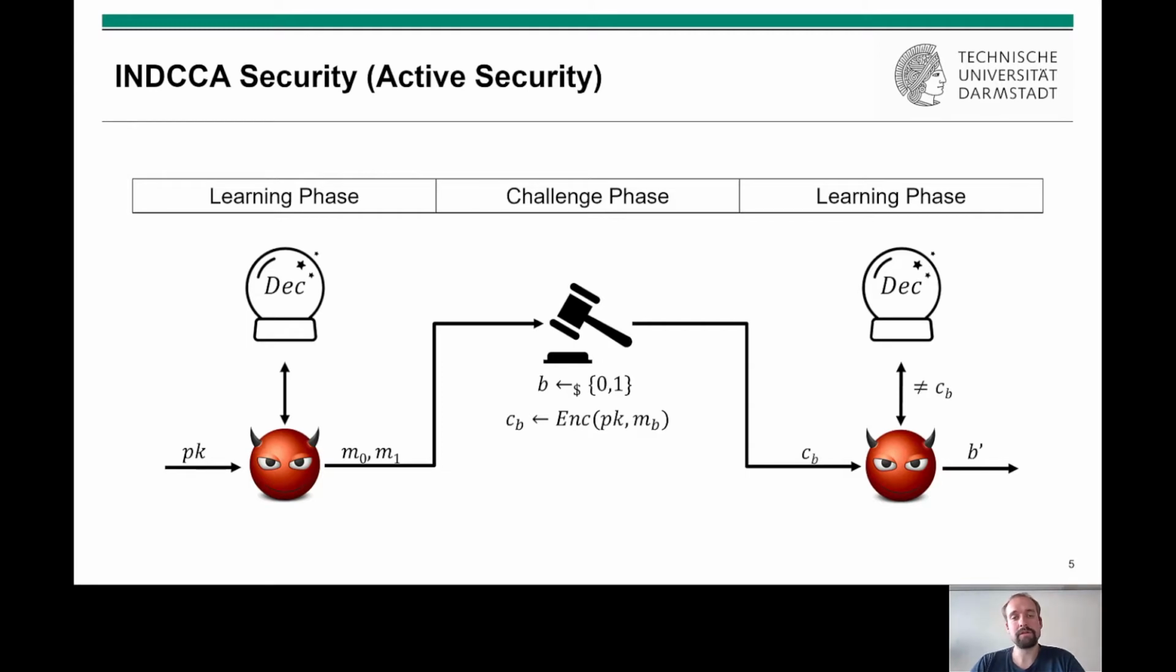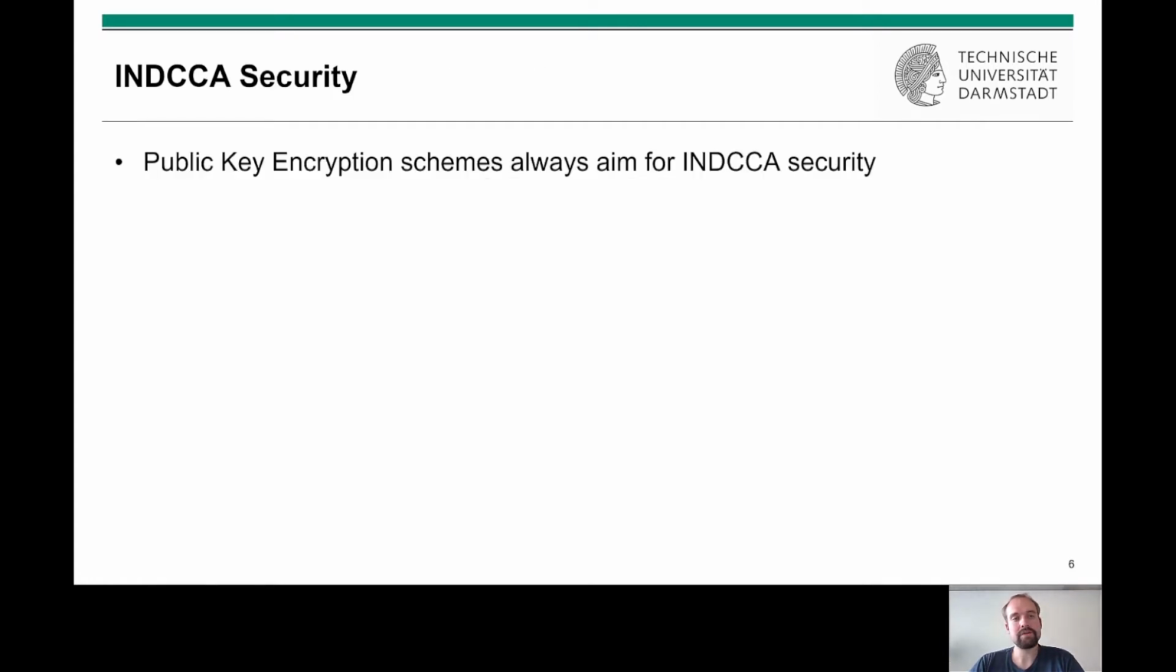For both of these security notions, when the schemes use random oracles, the learning phases are enhanced by granting the adversary also access to a random oracle in these phases. In general, for public key encryption schemes, we always aim for security against chosen ciphertext attacks. But the main problem is that it's hard to design schemes that achieve IND-CCA security from scratch.